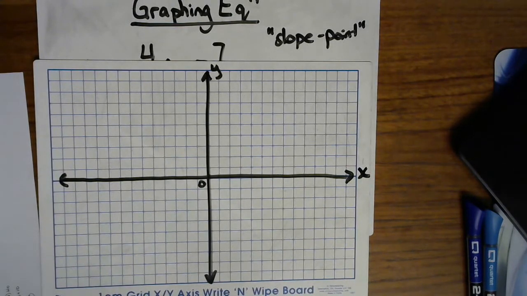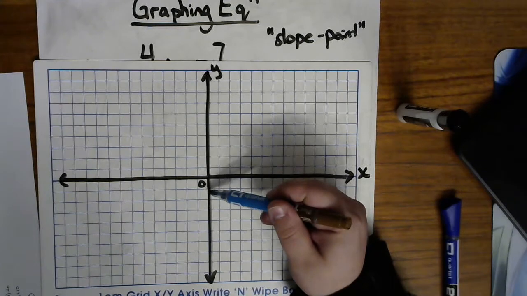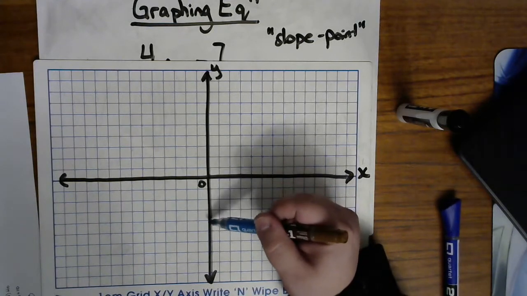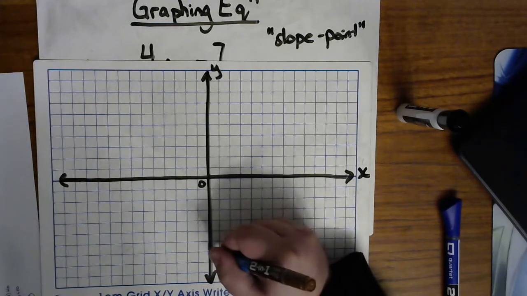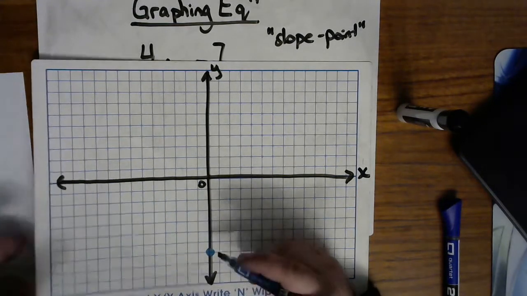This line told me that I wanted to start at the value of -7. So I'm going to go down my y-axis here. I'm going to count 1, 2, 3, 4, 5, 6, 7. It was a -7, which means I'm starting down here. So this is my starting point. I've got that locked and loaded.